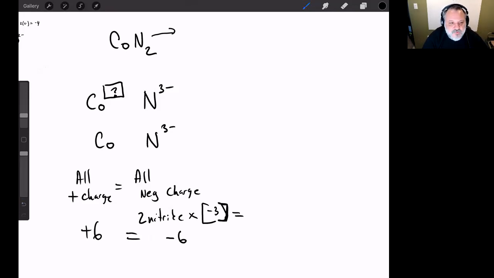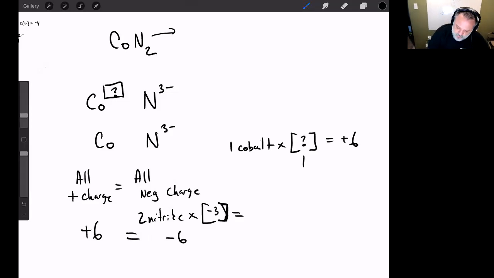And so now in order to figure out the charge on the cobalt, we have to say, how many cobalts do I have? I have 1 cobalt times its charge equals +6. Right. So I know the charge on the cobalt is +6. So if I want to write down the name of this compound, it's cobalt 6 nitride.